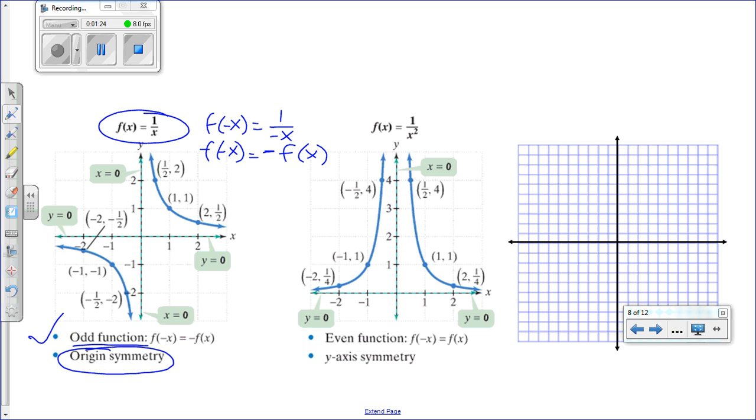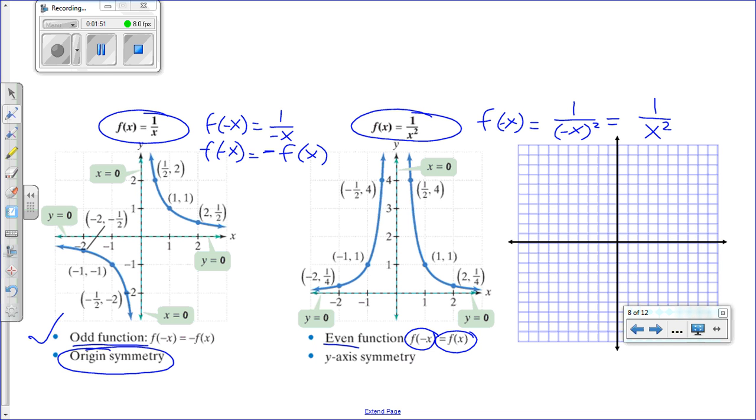Now, we also have the function 1 over x squared, and that is the one that we're going to be graphing using transformations. That function happens to be even, because if you find f of negative x, you will have negative x inside parentheses and then squared. And we all know that that turns into 1 over x squared. So f of negative x is equal to f of x, the original function, so the function is even. And remember that even functions are symmetric with respect to the y-axis.